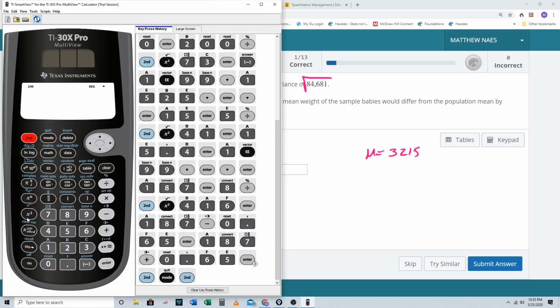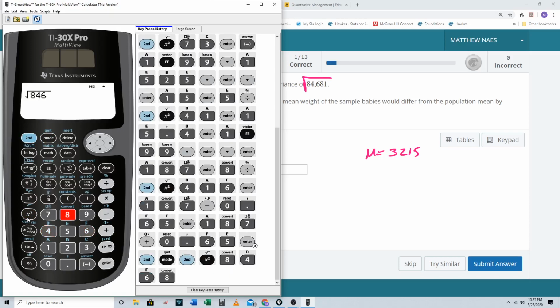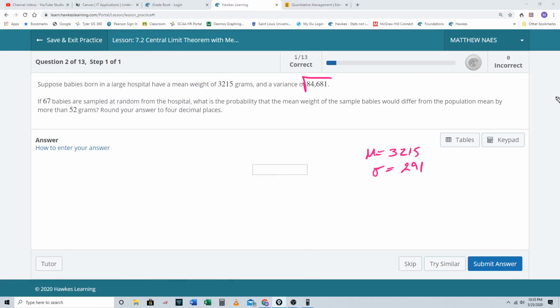Square root of 84681, 291. So sigma equals 291. All right. 67 babies are sampled, so n equals 67.